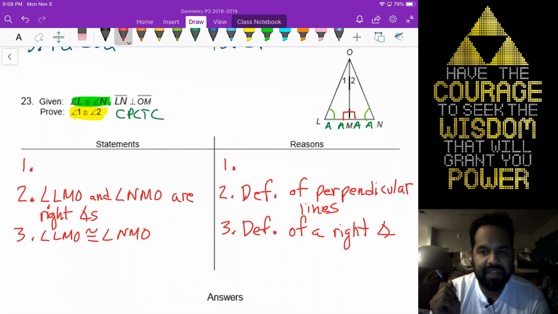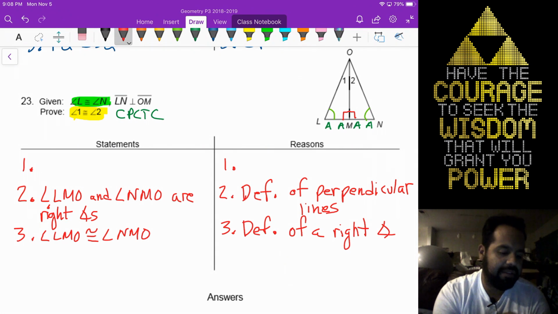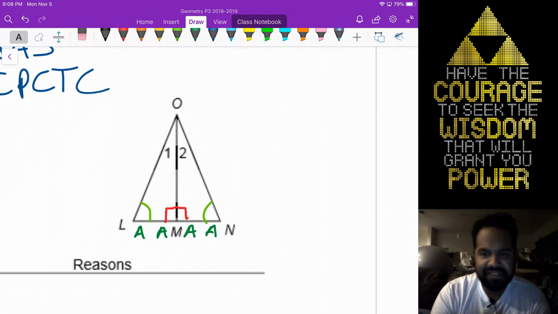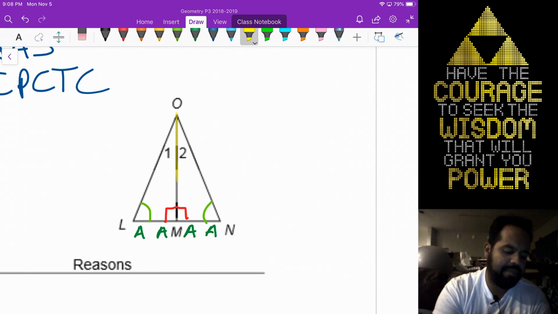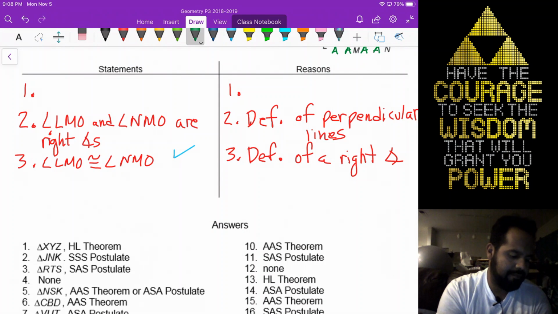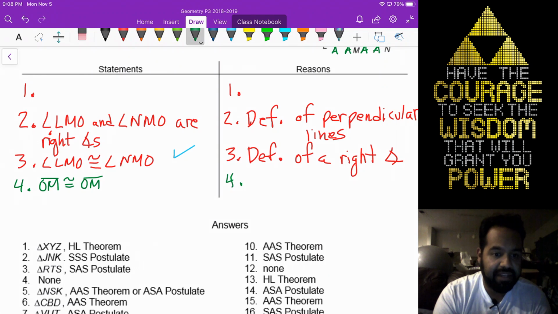Okay, so we've got our angle marking. We were given the other angle marking. We're just missing one more thing. Hey, look at that. We're still missing our reflexive side. This beautiful piece right there. Boom. So now we're going to say OM is congruent to OM. And that is our reflexive side.